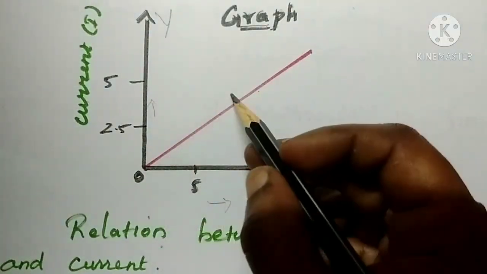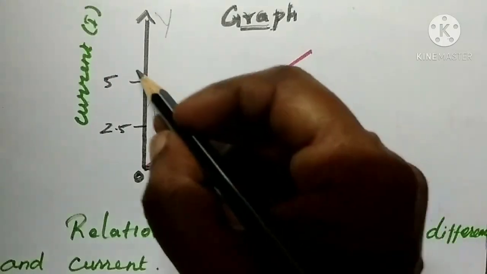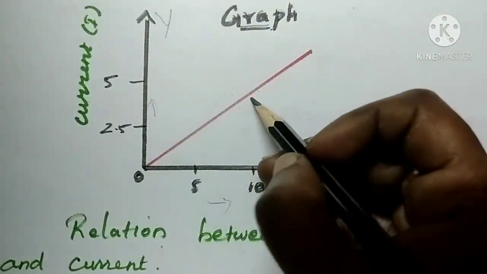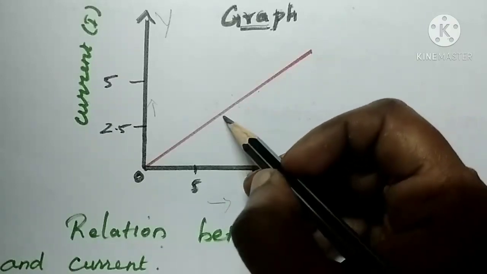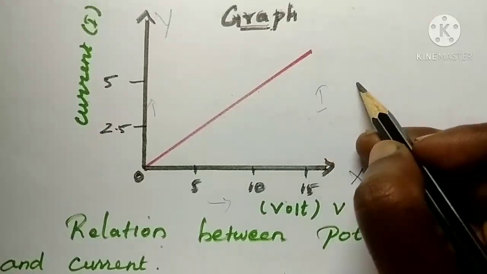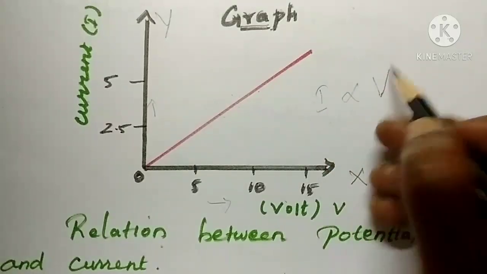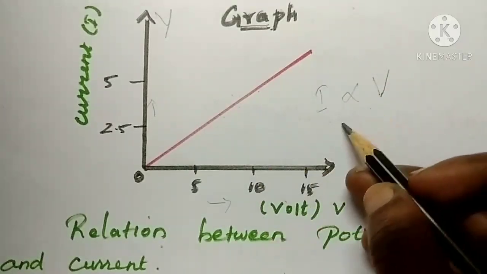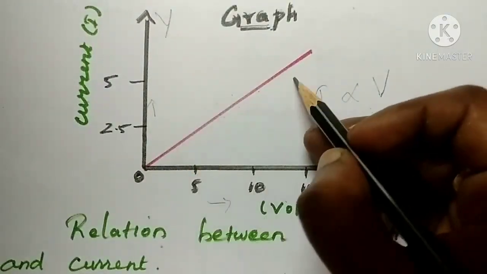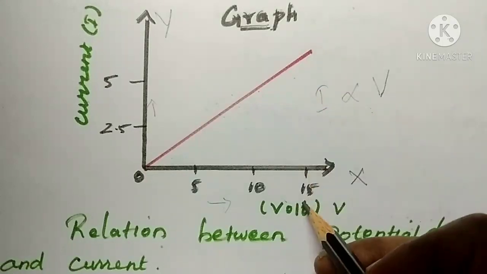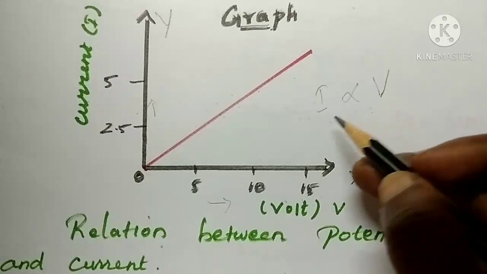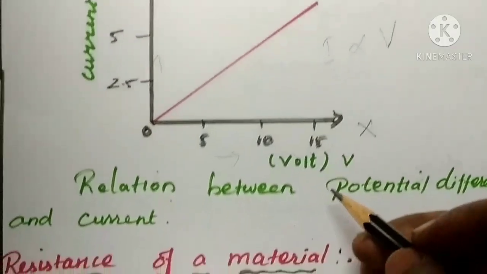If you increase the voltage, the current value also increases. That's why we get this graph. Ohm's law states that the current I is directly proportional to the potential difference, I proportional to V. For that we can draw this graph. This straight line shows that as voltage increases, current also increases, or as current increases, voltage also increases.